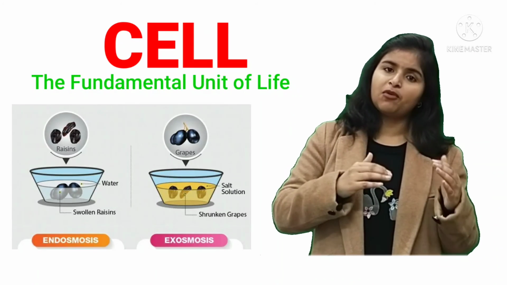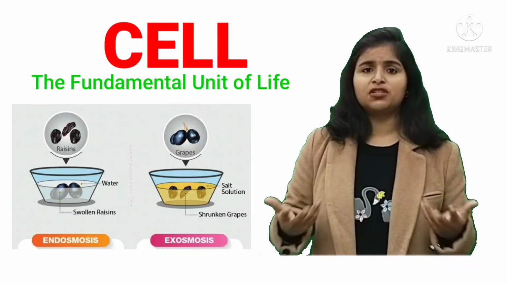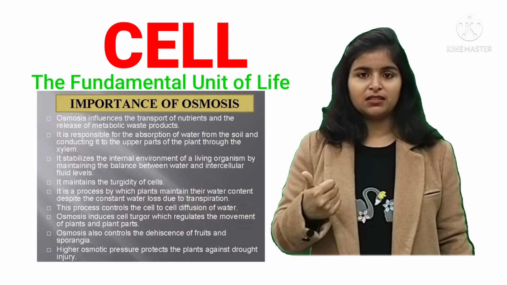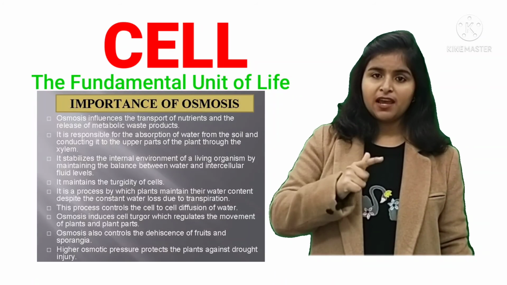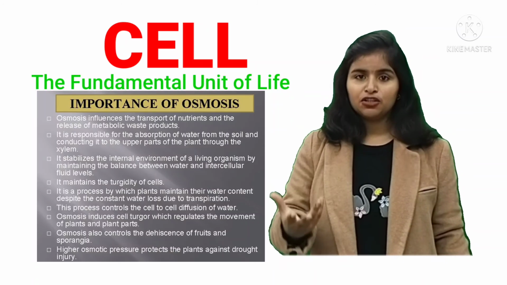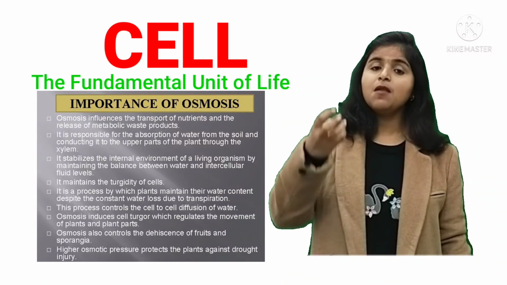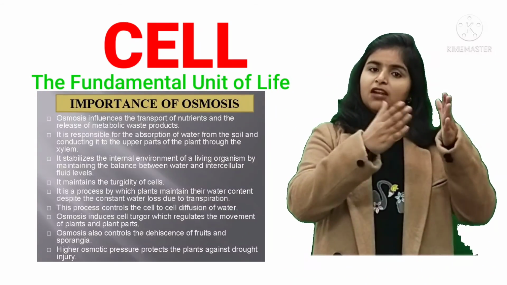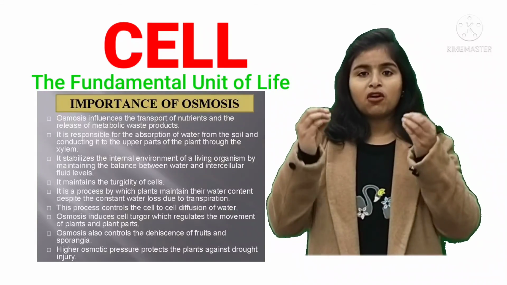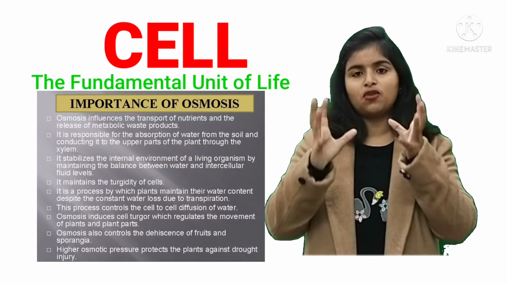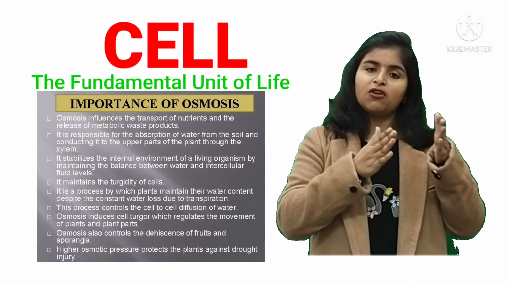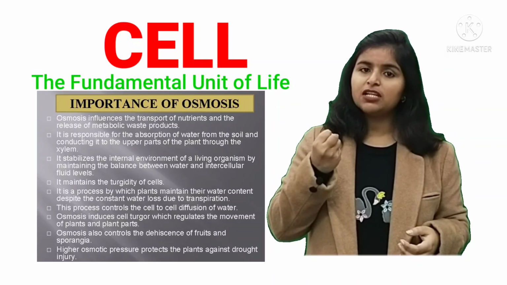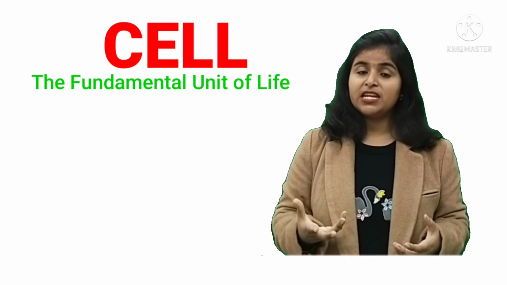Now we come to the importance of osmosis. Why is osmosis important? First of all, osmosis is very important for plants, as the root hairs absorb water and nutrients from the soil with the help of this process known as osmosis. Number 2, cell-to-cell water movement. In our body, cells need water, so for cell-to-cell water movement, osmosis is required. For the opening and closing of stomata, we need osmosis.